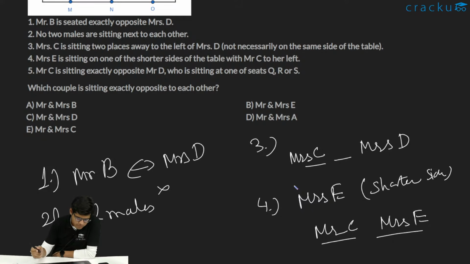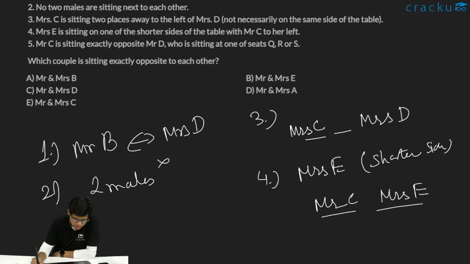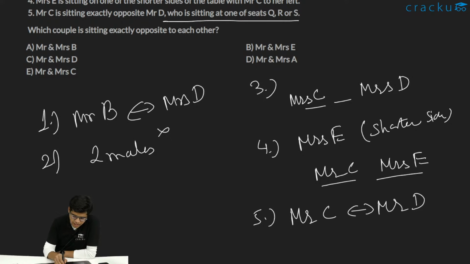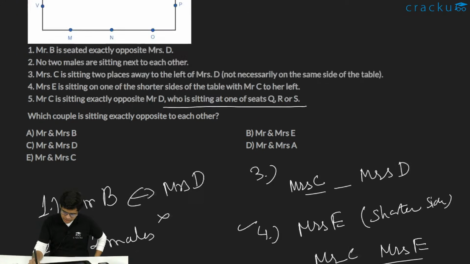And we have Mr. C sitting exactly opposite to Mr. D. So Mr. C and Mr. D are opposite to each other. And D is sitting at one of the seats Q, R or S. Okay. So we can see Mr. C, Mr. D and Mrs. E. Basically, we can start the set with clues number 4 and 5. Let's try to draw the diagram.